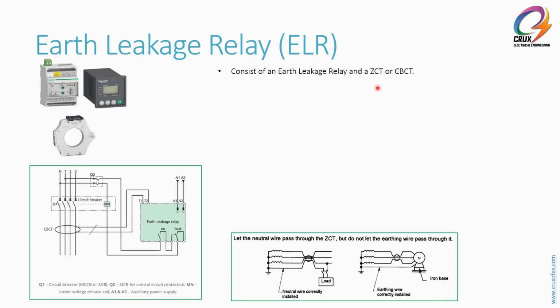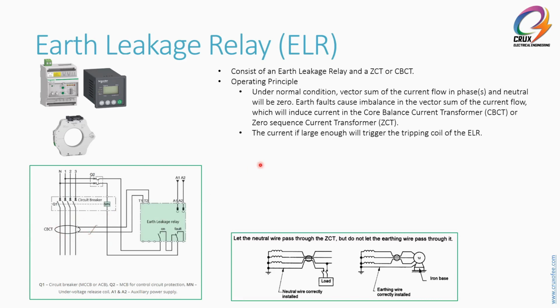ZCT is basically a zero sequence current transformer. How it works is very simple. Under normal condition, if you see here, we have 4 wires, 3-phase 4 wires. All 4 wires are coming in. 3 phases are going out, and the return for single phase loads through the neutral. So under normal condition, the summation of all these 4 currents will be 0. So the magnetic flux produced from all the 4 currents are 0.